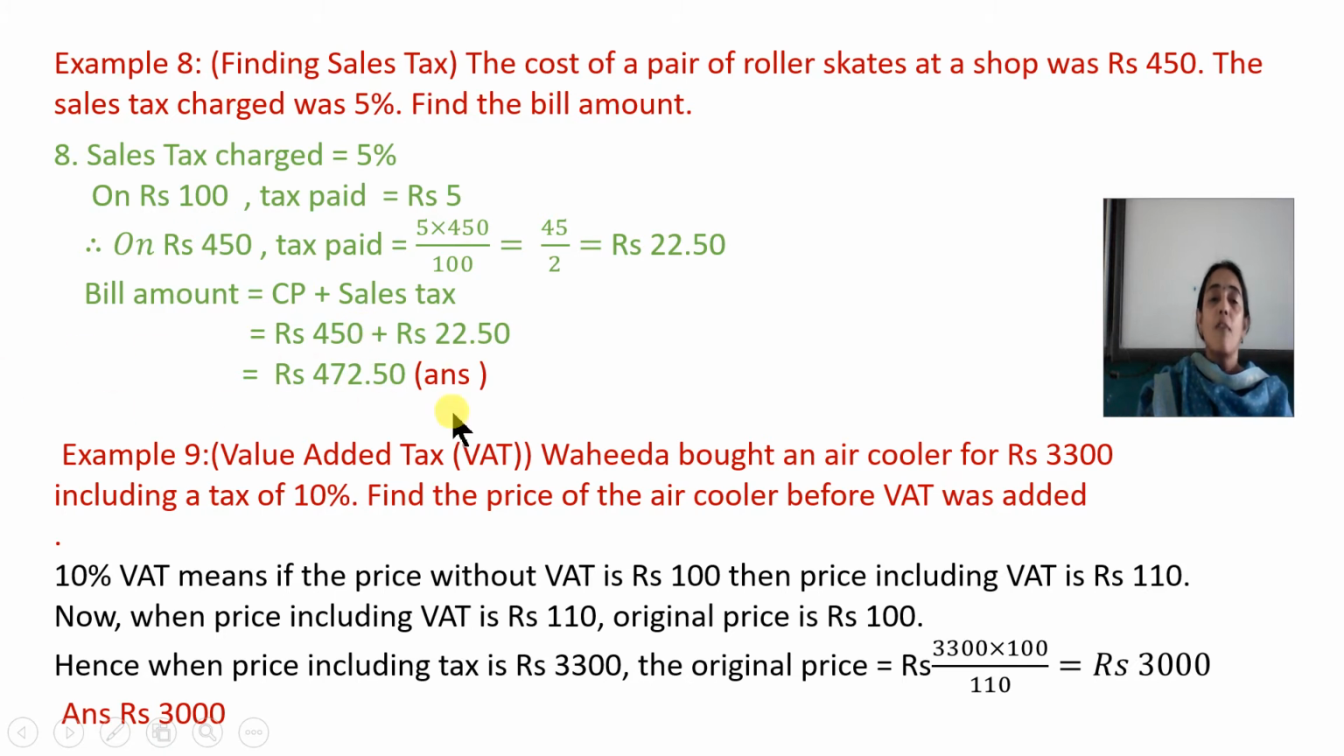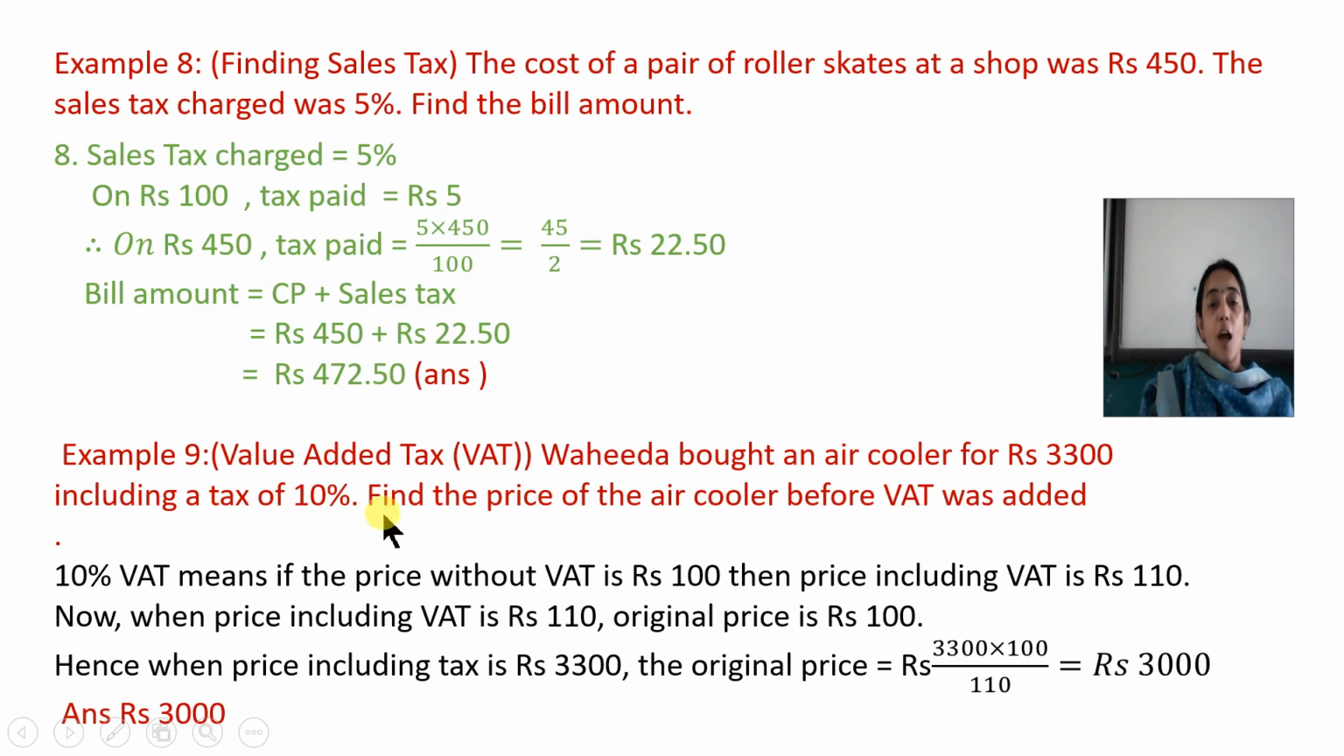Now how to find value added tax? I told you value added tax is already included in the sale price of an item. So here Wahida bought an air cooler for rupees 3,300, including a tax of 10%. This 10% tax was already included in it. So find the price of the air cooler before VAT was added. So you have to find the cost price of the cooler before this 10% was added.